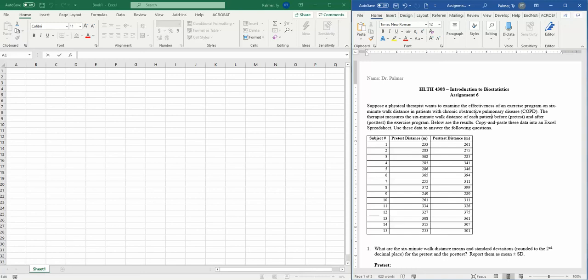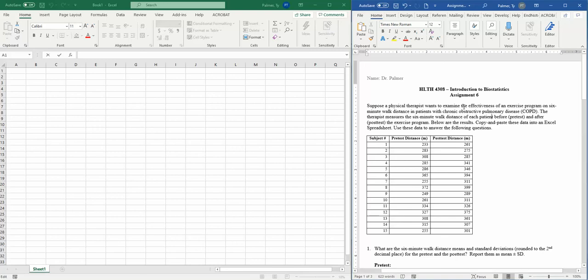So that's the objective here today: we're trying to see if this exercise program is effective at improving 6-minute walk distance in these patients with COPD. Again, remember, with your assignment 6, your population is going to be a little bit different. You're going to be looking at 6-minute walk distance data in patients with chronic heart failure. But still, it's the same concept. You're trying to determine, is this exercise program effective at improving 6-minute walk distance in patients with chronic heart failure?